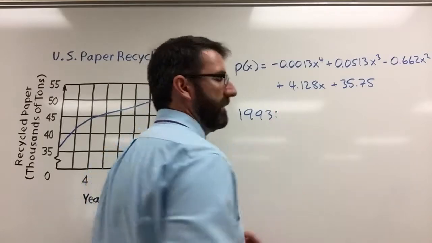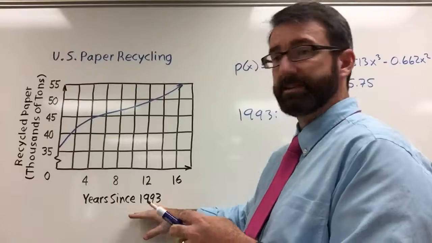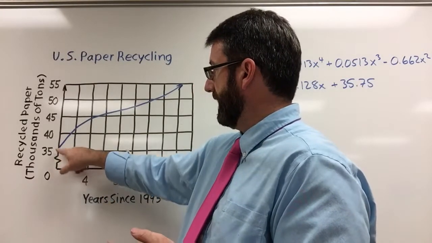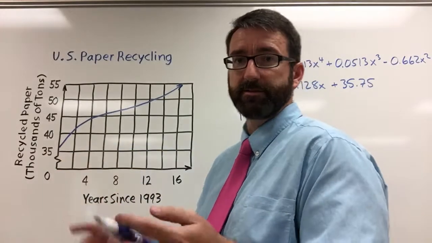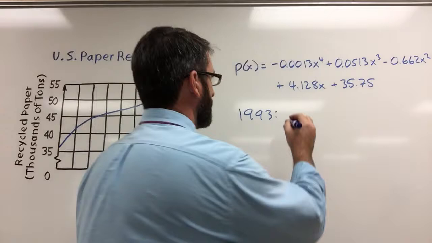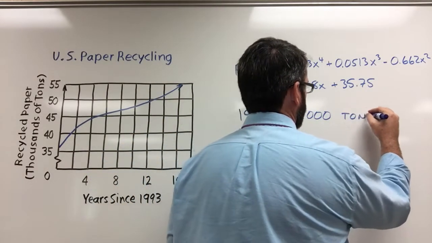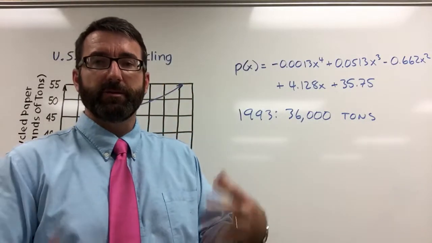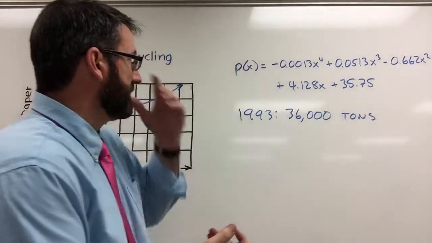If we look on our graph, 1993 obviously is 0 years since 1993. So we're just looking at year 0 here. And if we look on our graph, it looks like we're just above 35,000. So let's call that 36,000 tons. So we're estimating that in 1993, there was 36,000 tons of paper recycled in the United States.